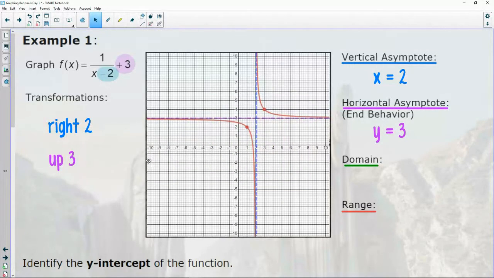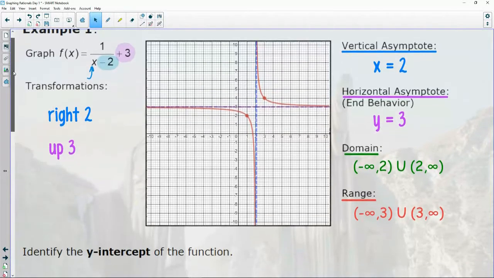Domain, okay, looks like I have all the x's I could possibly have, except that boundary right there at 2. X is equal to 2. I can't have that. Again, try plugging in. What happens when we plug in for 2? Dividing by 0. That's why that's there. Same thing on the range. I have all these negative y values except at 3. I need to skip over that.